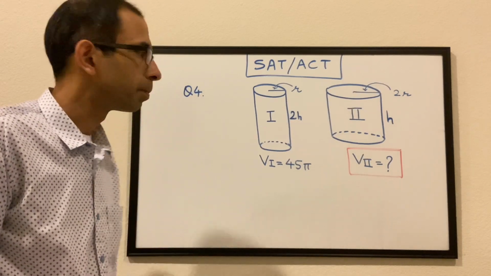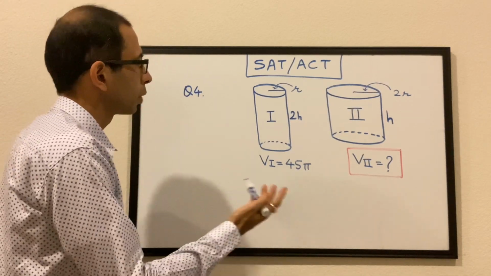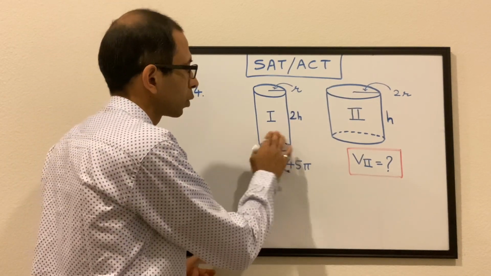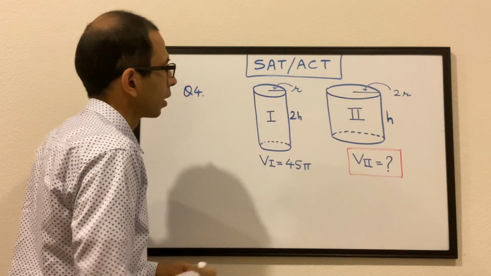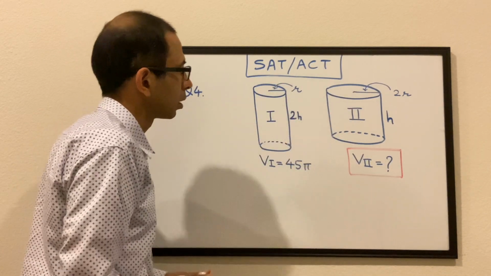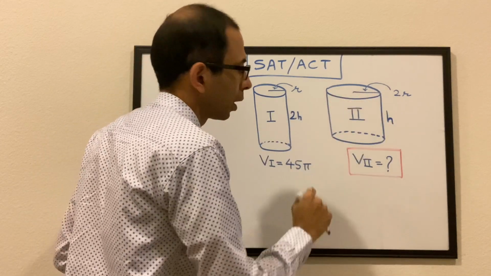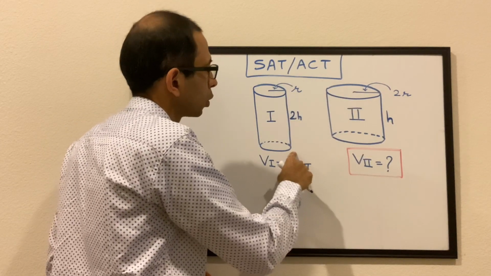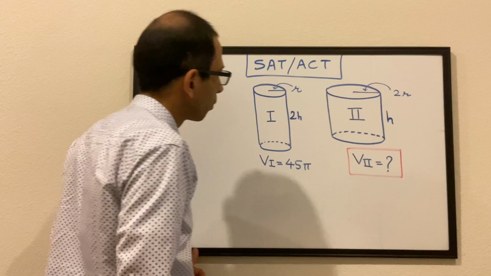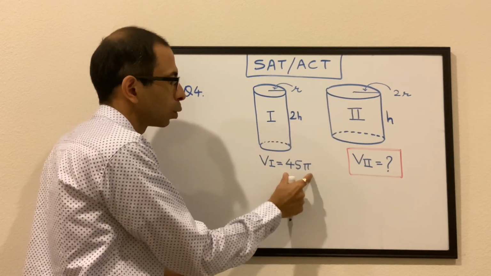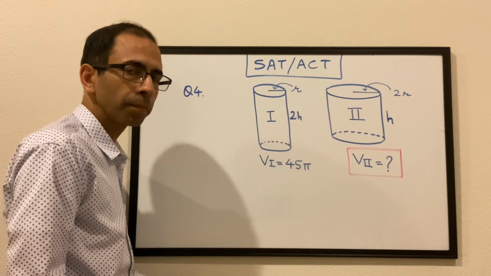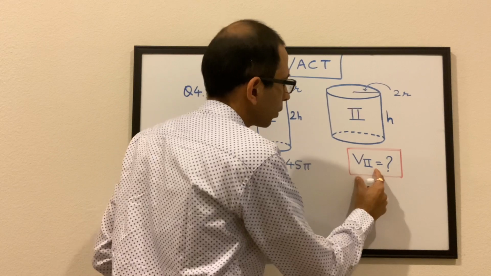Question number 4. So we have 2 right circular cylinders here. This is the first one and this is the second one. The dimensions of each of them are given: the radius of this one is r, the radius of this one is 2r, the height of this one is twice h, 2h, and the height of this is h. And the volume of this cylinder is given to be 45 pi. And we have to find the volume of the second cylinder, right?